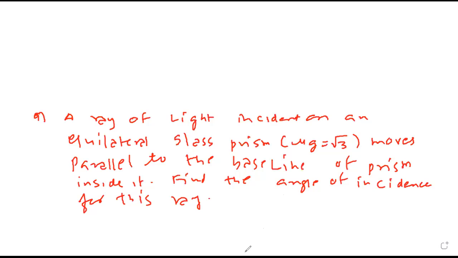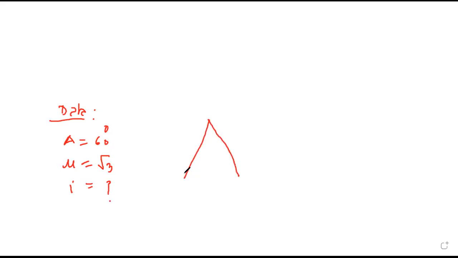Can I clear now? Yes, sir. Only the punch line is parallel to the baseline. First of all, it is an equilateral prism, so A is given 60 degree. Mu is given root 3. Find the angle of incidence for this. So if this is the ray incident in such a way that it is parallel inside and then comes outside, whenever this happens, then I is the same as E. That means your angle of deviation is minimum.